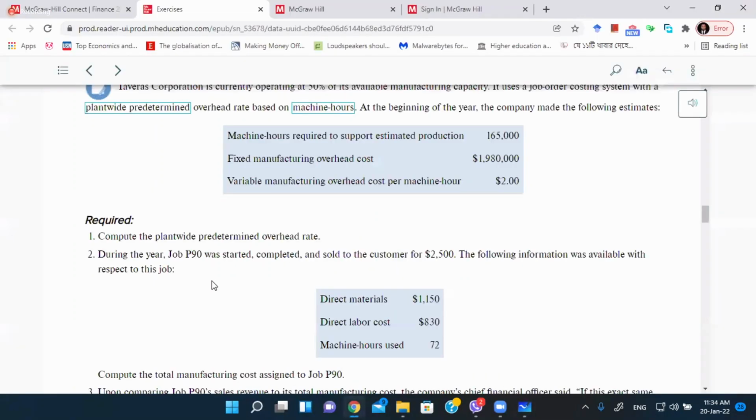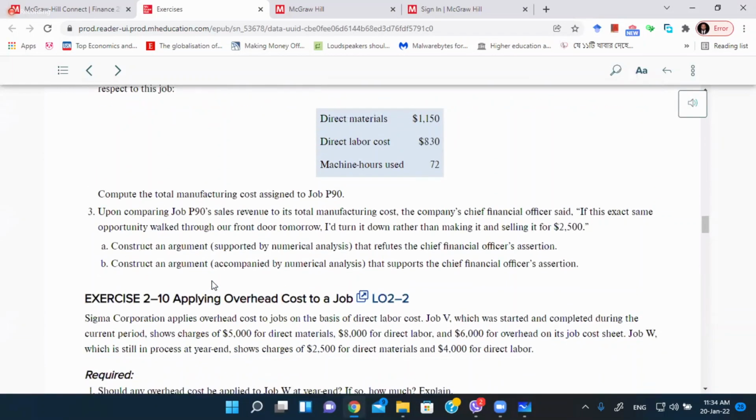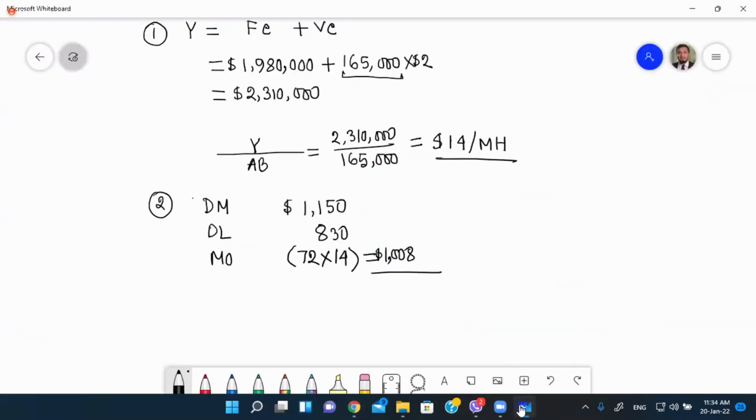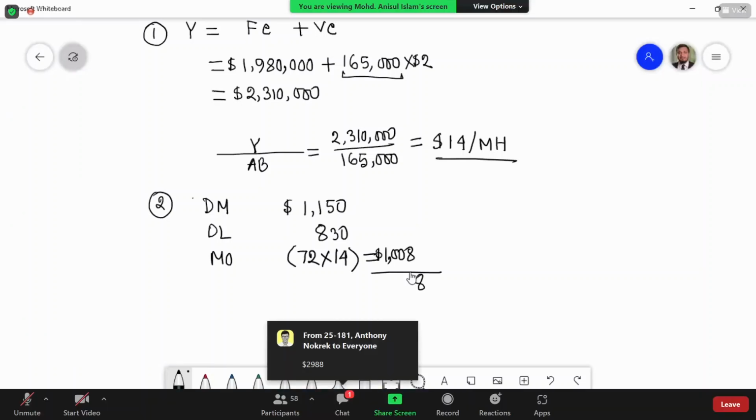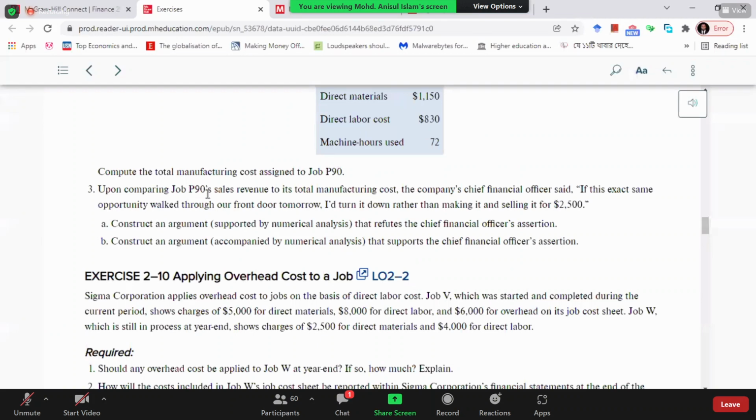If we sum up all of this, we get the manufacturing cost for job P90. If we sum up, how much will we get? It should be 8, 9, and 2. So this is the total manufacturing cost based on this estimation we just made, and it is particularly applicable for job P90.